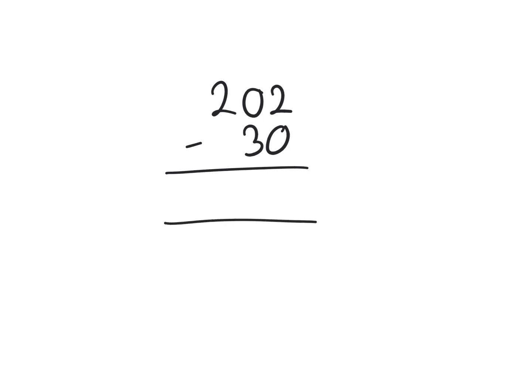And again, we can have a look at a column method for the same calculation. 202 subtract 30. Now some children will find this easier to follow, and that's absolutely fine. It's about arriving at the correct solution. So let's have a little look. So 2 in the units, 2 take away nothing gives us 2. In the tens, we have 0 tens take away 3 tens. Well, we can't do that, so we need to go over to the hundreds and borrow. So 10 tens take away 3 tens gives us 7 tens for 70, and 100 minus the 0 hundreds, you don't have to place a 0, but you can if you wish, gives us the 172.